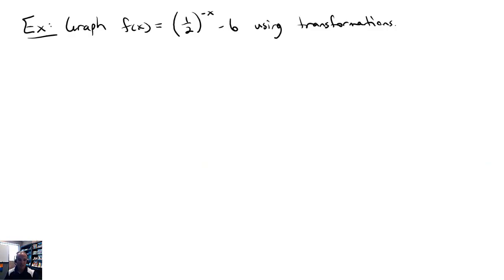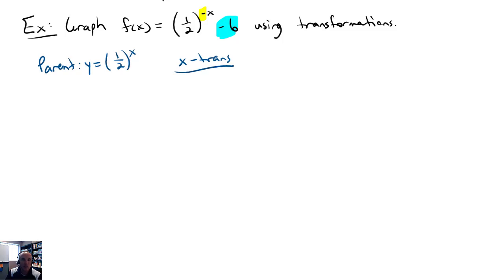Now we're going to mix some together with x and y transformations. And here we have f of x equals 1/2 raised to the (-x) minus 6. The parent, of course, is y equals 1/2 to the x power. And we have an operation on x and we have an operation outside of that. So we have an x transformation and a y transformation. So let's look at the x transformation first.